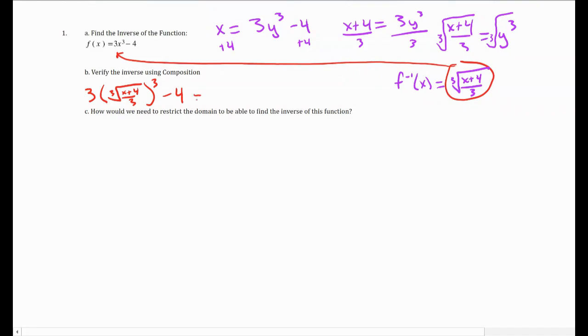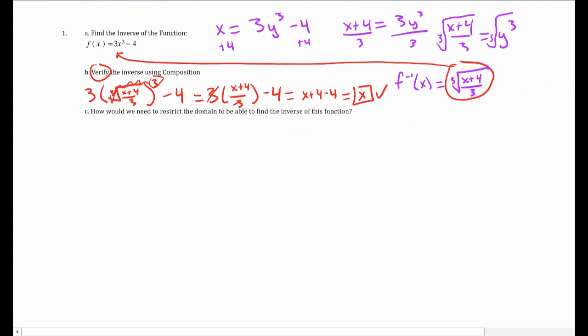Order of operations, I'm going to start with the exponent here, and when I have a cube root and then I cube it, those two things end up canceling out. So I have 3 times (x plus 4) over 3 minus 4. Then I do multiplication, and this 3 cancels out from here. I have x plus 4 minus 4, which when I simplify, I get just x, which means that I have verified.